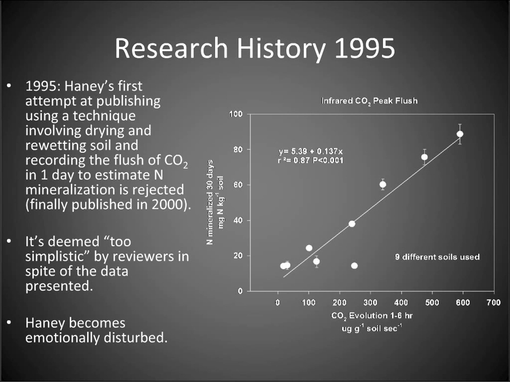So back in graduate school, in 1995, I tried to publish a paper, drying and re-wetting the soil and looking at the flush of 1-day CO2 to estimate N mineralization. That paper was rejected. And this is a true story. It was deemed too simplistic by the reviewers in spite of the data that was presented. And at that point, I became emotionally disturbed. I mean, I got my PhD when I was 42. I came off the farm, and I thought, wow, everybody's going to love this. And no, wrong. Things don't move that fast. So here we are, almost 20 years later, and maybe we're starting to see some of that.